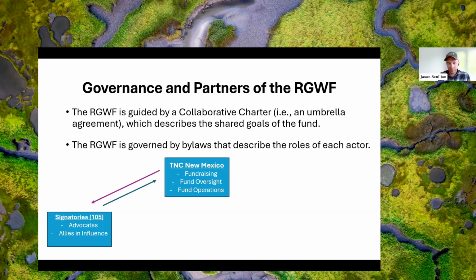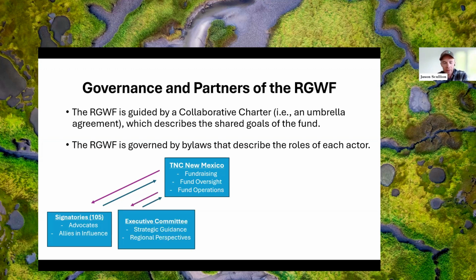Another key actor or set of actors are our signatories. As I said, our signatories have signed on to the charter. They are our core allies. They are representative of a broad swath of New Mexican society. We have healthcare providers, we have public agencies, we have businesses, we have academics, we have essentially all folks who care about water security and forest health, which is the vast majority of New Mexico organizations, have signed on in some respect to this Rio Grande Water Fund and its mission.